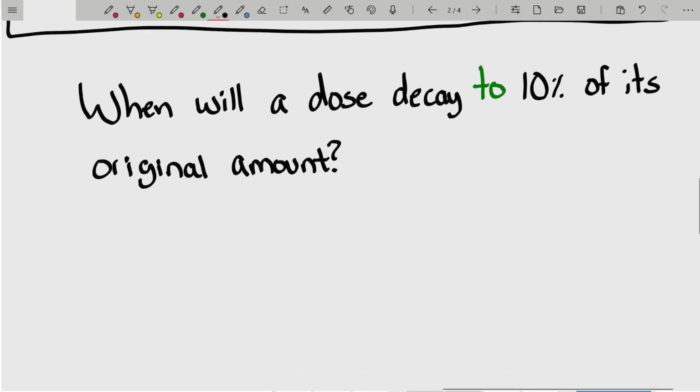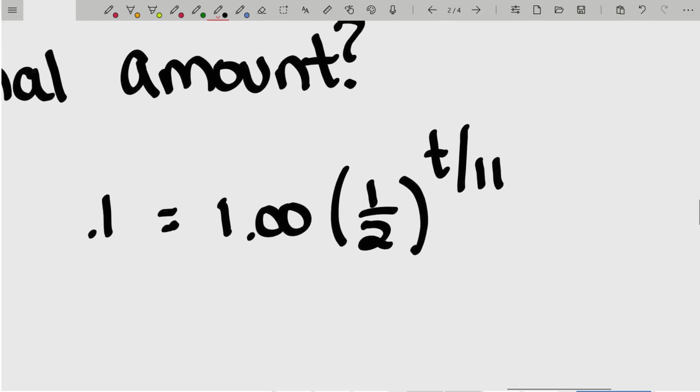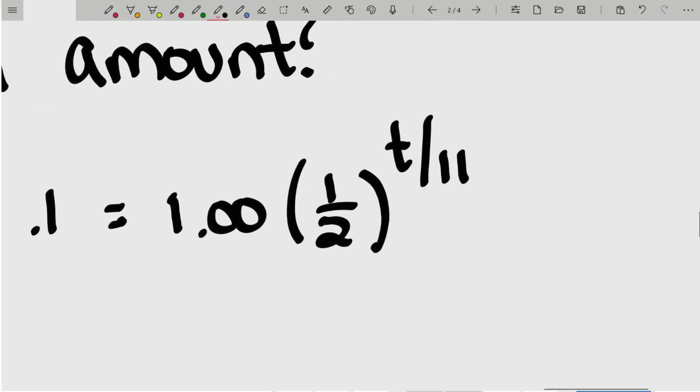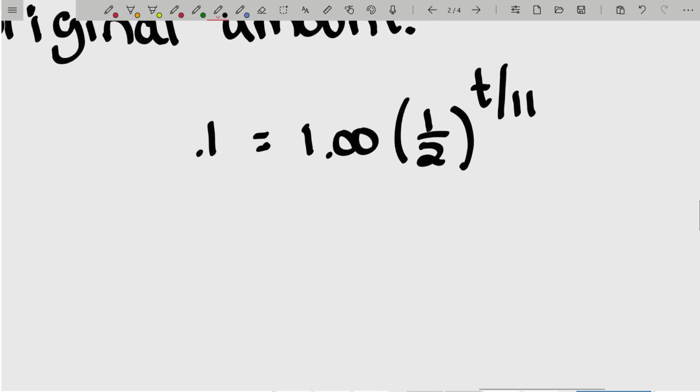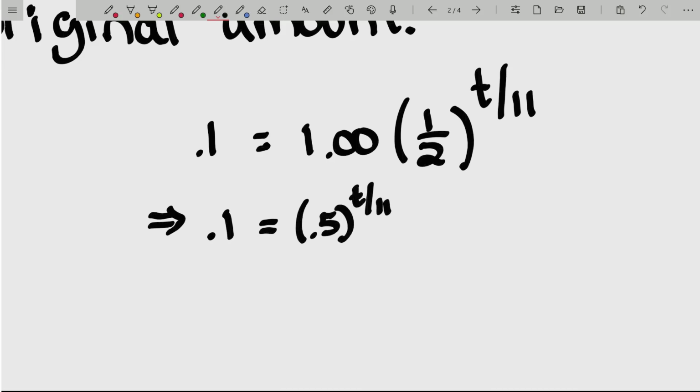So when will a dose decay to 10% of its original amount? So we don't know what the original amount is, but it was 100% of whatever they gave us. So they gave us 100%. We want it to decay to 10%. And the model otherwise is just 1/2 to the t over 11, right? We start with 100%. It decays by 1/2 every 11 hours. And we want to know, when is it decayed to 10% of its original amount? And essentially that means you're just solving this equation right here. I'm not going to bother solving this. I'm just showcasing that that's how you would build the equation. You could totally solve that if you want.